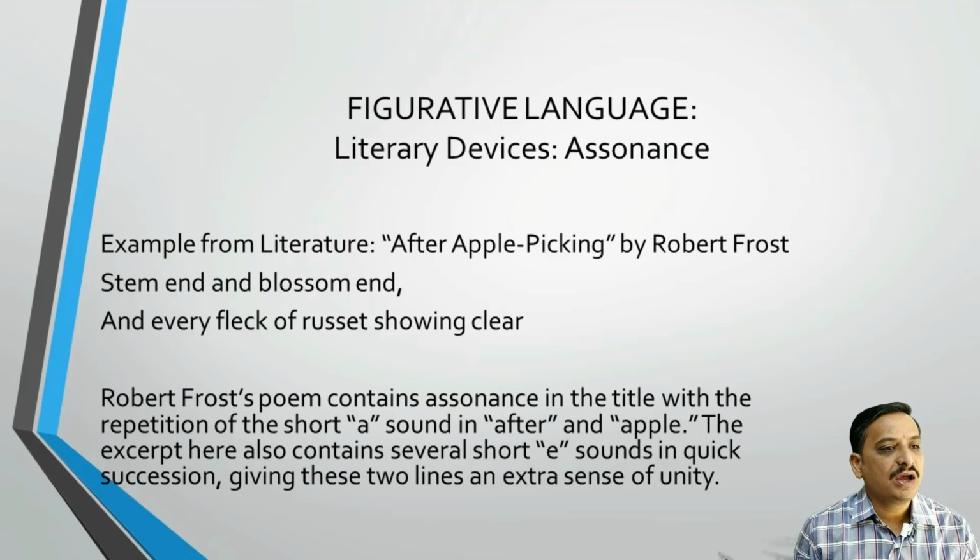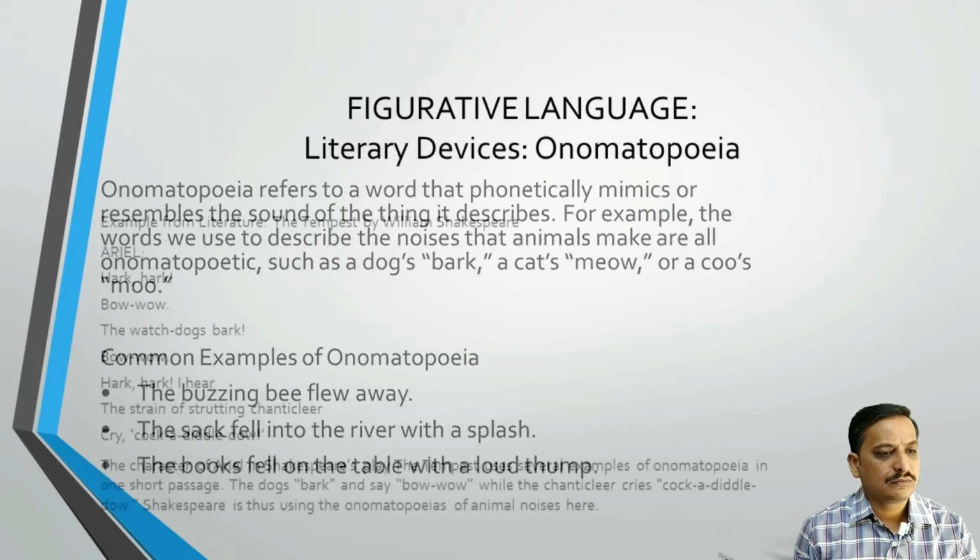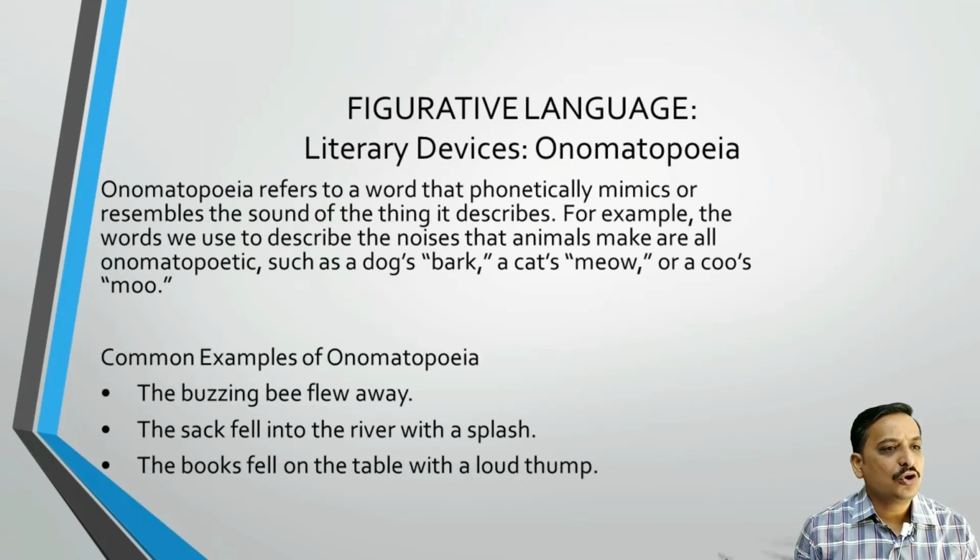Next, we have onomatopoeia. Onomatopoeia refers to a sound that phonetically mimics or resembles the sound of the thing it describes. For example, the words we use to describe the noise that animals make are all onomatopoeic, such as a dog's bark, a cat's meow, or a buffalo or cow's moo.